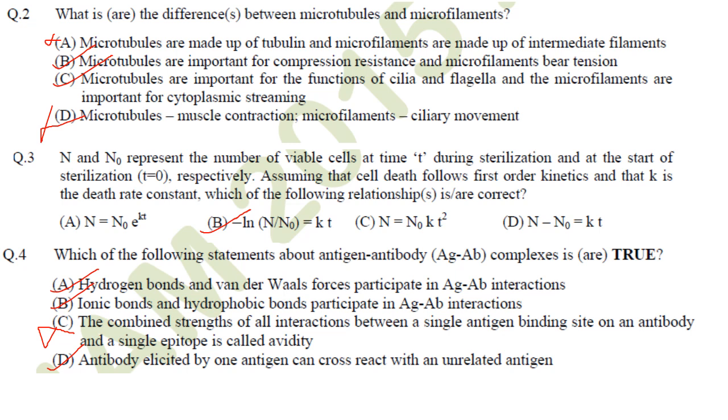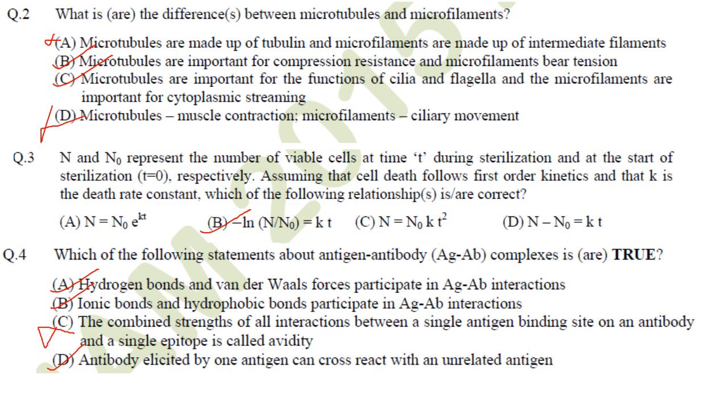Then next one. N and N0 represent the number of viable cells at time t during sterilization and at the start of sterilization, t equal to 0, respectively. Assuming that cell death follows first order kinetics and that k is the death rate constant, which of the following relationships is or are correct? So the formula is as given in option B, that is minus ln N by N0 is equal to kt, whereas option C is for second order kinetics. Answer is option B.